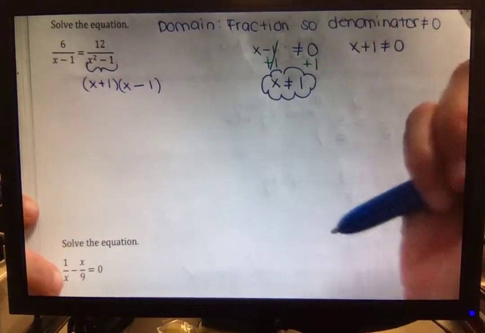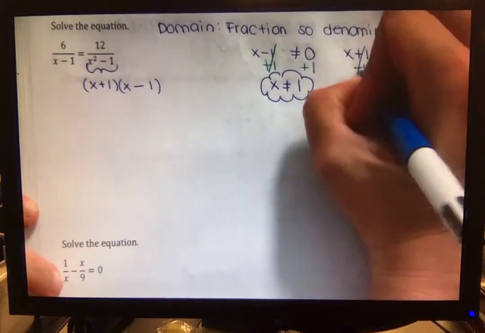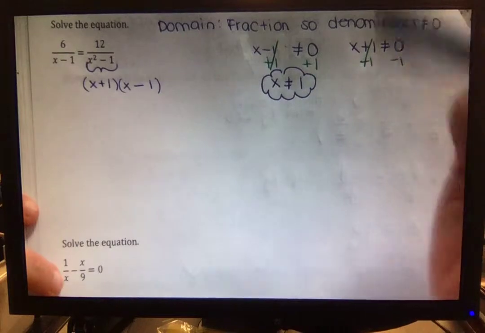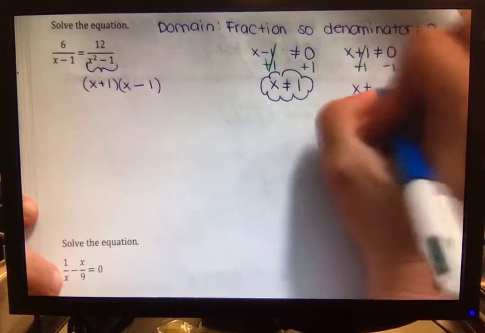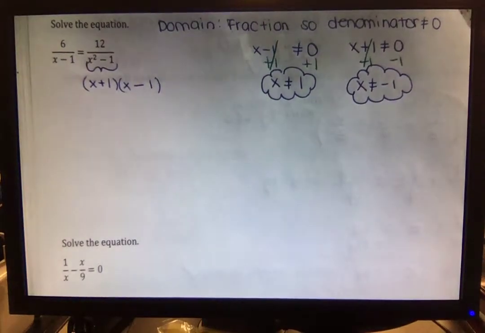The second one, x plus 1 cannot equal 0, so I'm going to subtract 1 from both sides. And we get x cannot equal negative 1. So our domain says x cannot be positive or negative 1. It could be anything else. It just cannot be positive or negative 1. So that's done. We'll leave it right there. We'll come back to it in the end.